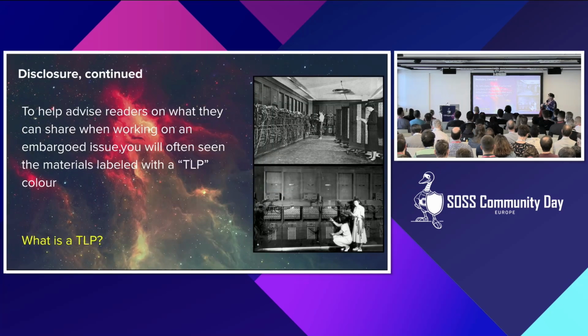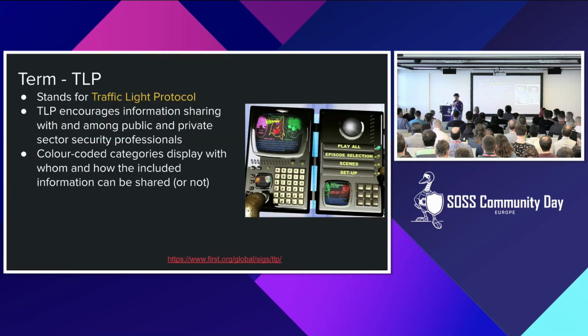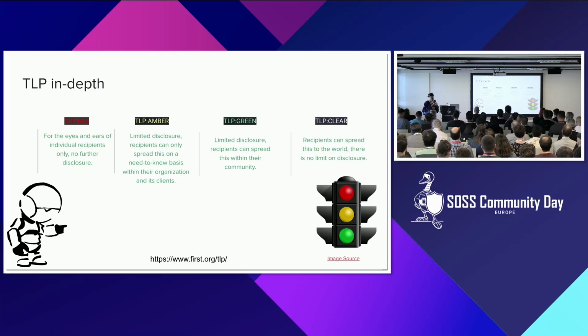All right. So as information is exchanged back and forth during the embargo, we'll typically use something called TLP. TLP stands for Traffic Light Protocol. And like it sounds, has anyone ever seen a traffic light? So the idea is pretty simple. Information will be categorized on red, amber, green, and clear.